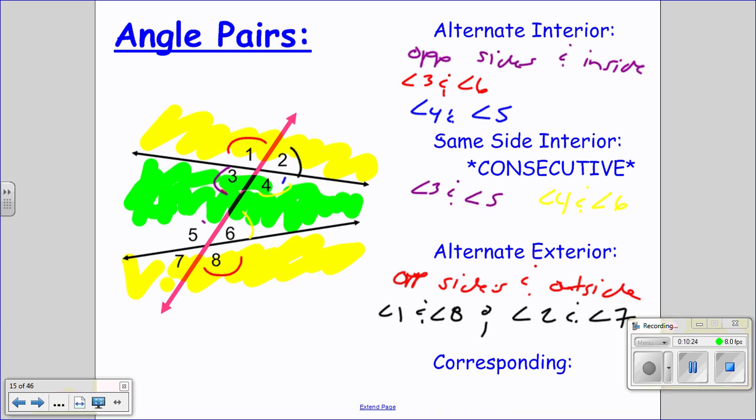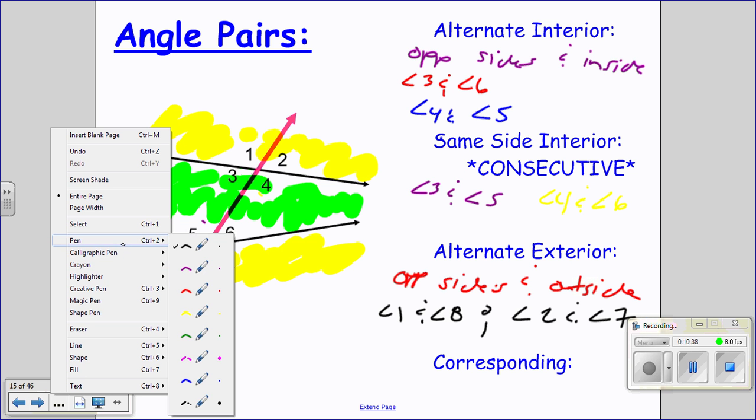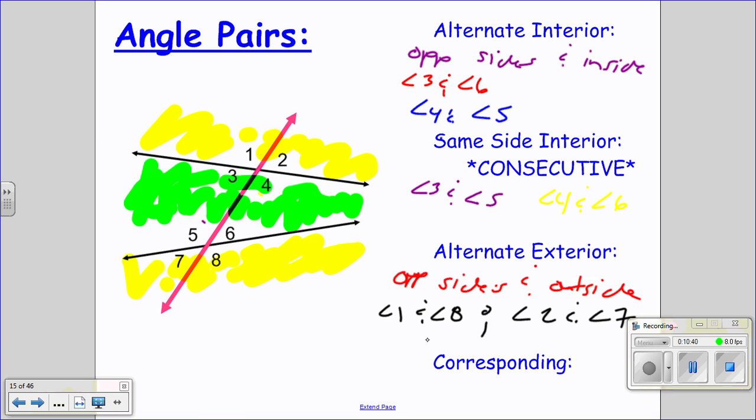Now we're about to talk about corresponding. The simplest way I could describe corresponding is by saying same side, same position. Same side, same position. So I'm going to put all my corresponding answers right here in this little box.